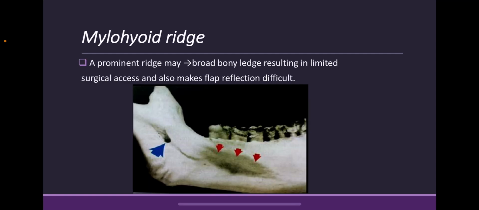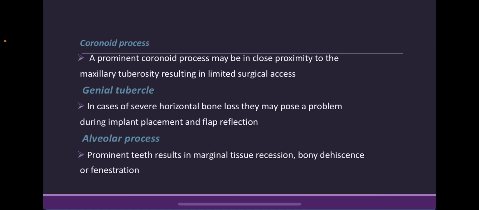Mylohyoid ridge: a prominent ridge may form a bony ledge, resulting in limited surgical access and also making flap reflection difficult. Coronoid process ridge: a prominent coronoid process may be in close proximity to the maxillary tuberosity, resulting in limited surgical access.